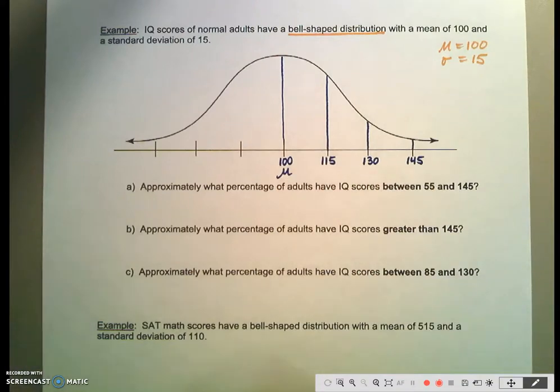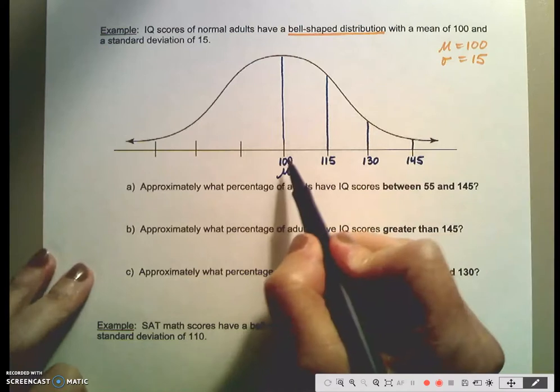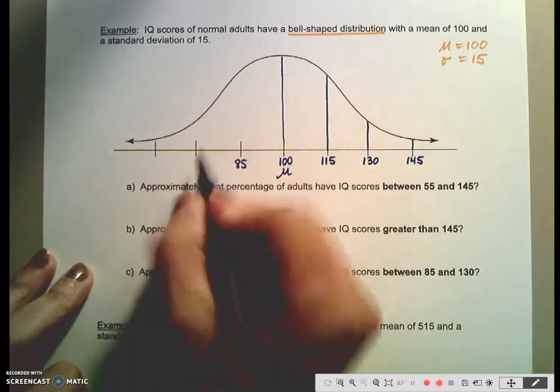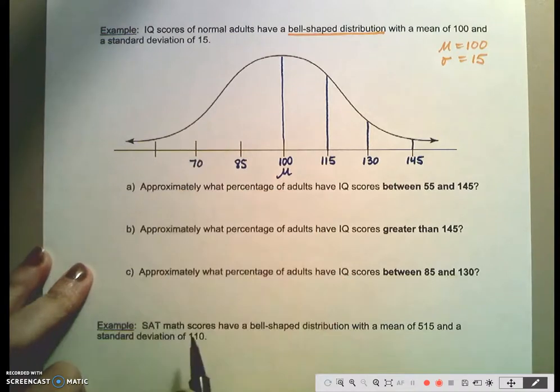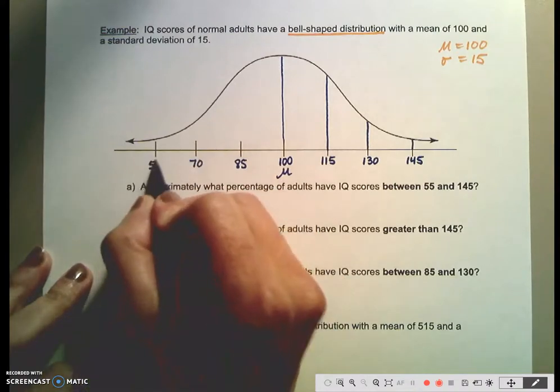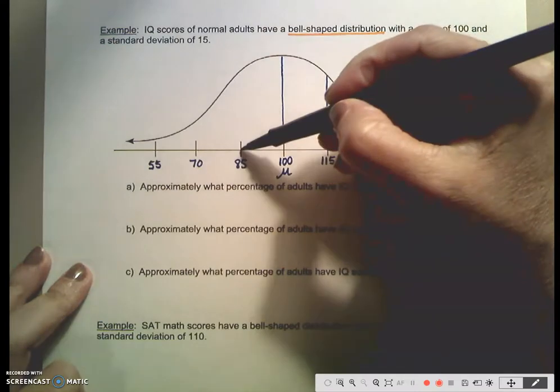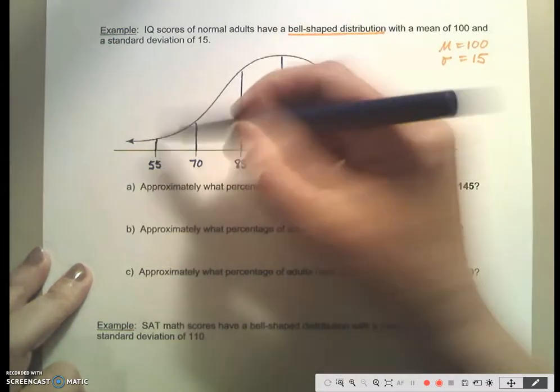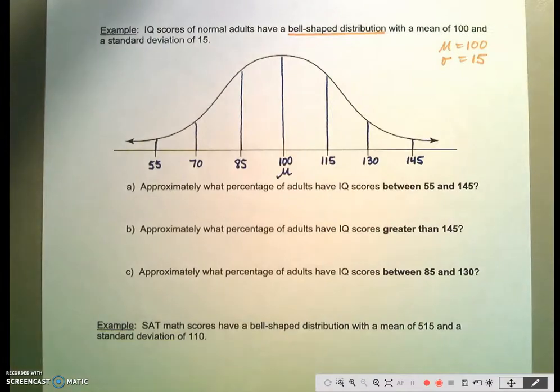Now play the same game, go the other direction. If you take 100 and subtract 15, you get 85. Subtract 15 again, you get 70. Subtract again, you get 55. And again, I'll draw the bars in here. Okay, now let's fill in the percents.